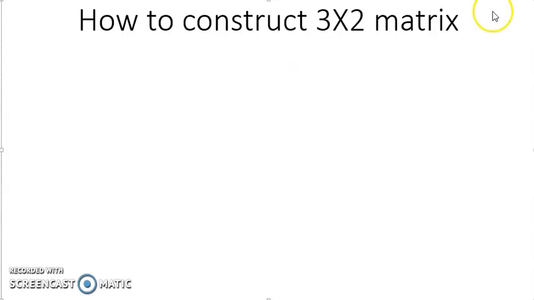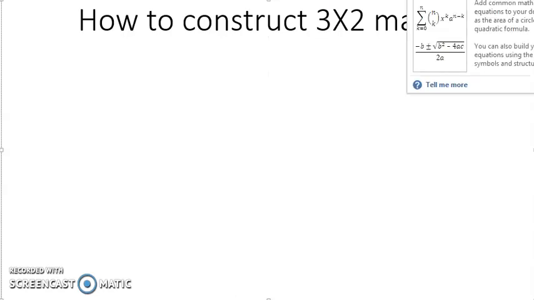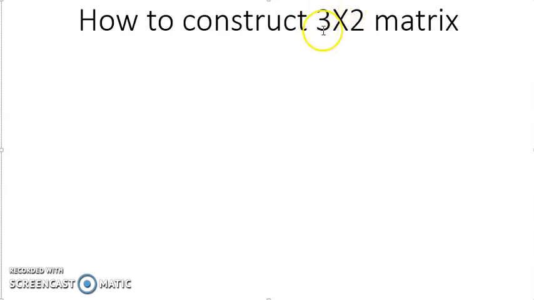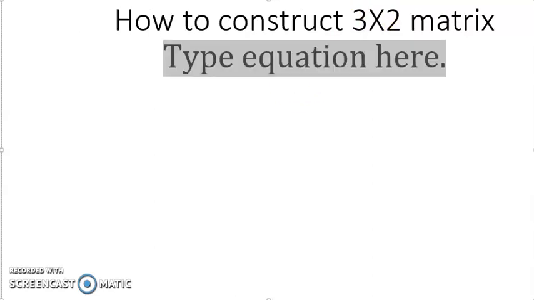Today I will teach you how to construct a 3x2 matrix. So okay, now let's see here. In the previous video we discussed the construction of a 2x2 matrix. Now let's see how to construct a 3x2 matrix. And we know this represents the number of rows, so here are 3 rows, and this represents the number of columns, and here are 2 columns. So now let's see here.